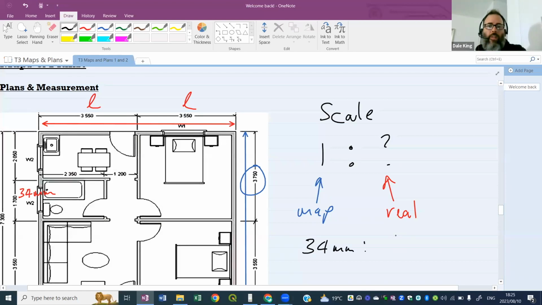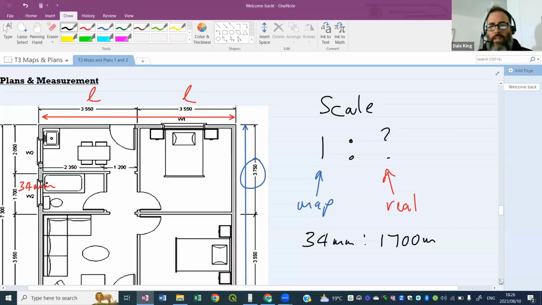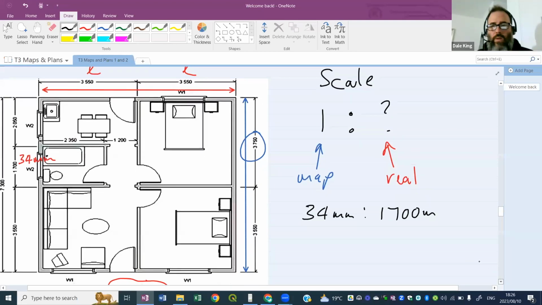Yes, sir. All right. What do I put on the other side? Do you put the real map distance? Yes, which is what? You can see there that the outside wall of the bathroom is 1,700, yes, and the units are millimeters. Millimeters. All right, good. So we got something here. We're building a scale. What do I do now?